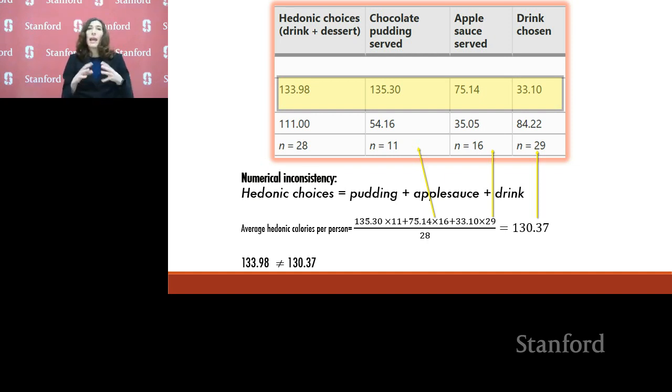So in order to calculate the average hedonic calories per person here, we have to do a little bit more work. We have to first add up what was the total hedonic calories for the group. So the total amount of calories taken from chocolate pudding, applesauce, or drink, and then divide by 28. So for example, I multiplied 135.3 times 11 to get the total chocolate pudding calories taken in this group, plus 75.14 times 16, plus 33.1 times 29. That gives me the total calories. I divide by 28. I get 130.37. Now, that is supposed to equal the first column here, the 133.98, but it doesn't. It's just a little off. So something funny is going on here.